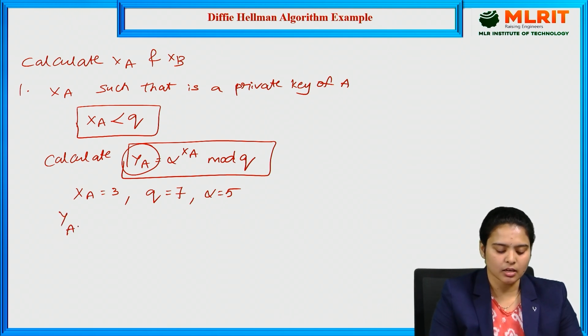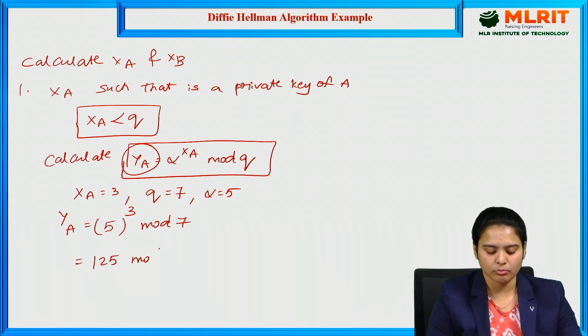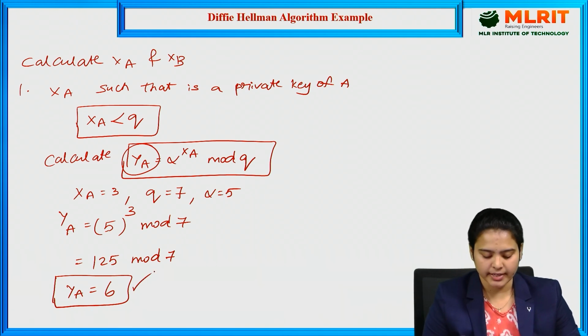So YA equals alpha value 5 power XA 3 mod 7. 5 times 5 is 25, 25 times 5 is 125, mod 7. We get 125 mod 7 equals 6. So we get the value of YA.